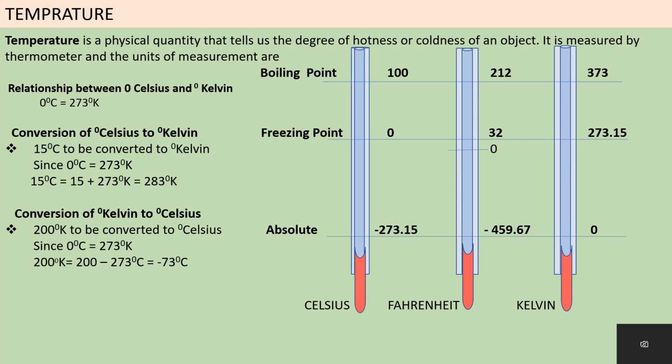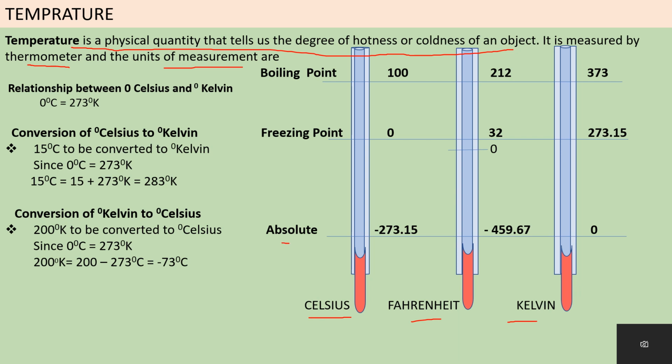In the previous slide, we have seen that change in temperature helps in changing the state of matter. What is temperature? Temperature is the physical quantity that tells us the degree of hotness or coldness of an object. It is measured by thermometer. The units of measurement depend on the type of thermometer used. Here I have taken three thermometers: Celsius, Fahrenheit, and Kelvin. The units of measurement are degree Celsius, degree Fahrenheit, and degree Kelvin respectively.